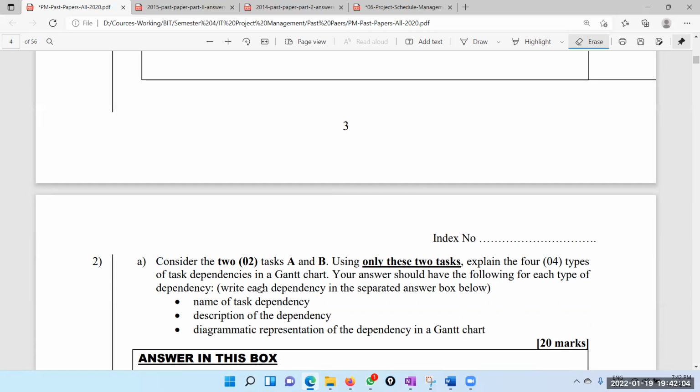The most widely used one is finish to start. That is what we have been using in this example. Then we have start to start, finish to finish, and start to finish. So there are 4. So you have to take one by one. First, you have to say finish to start. That is the most widely used. Say finish to start. That means the first one must be finished for the other one to start.